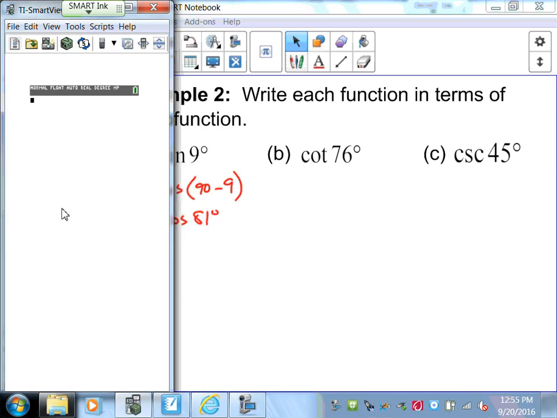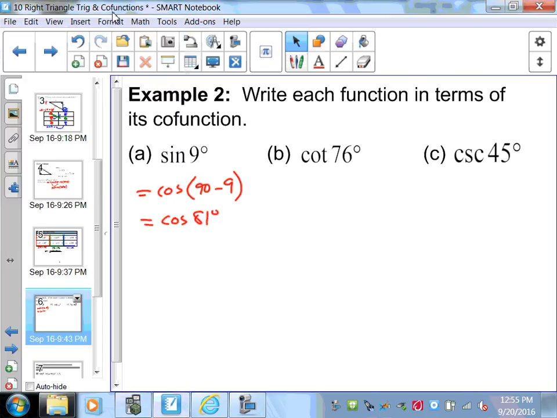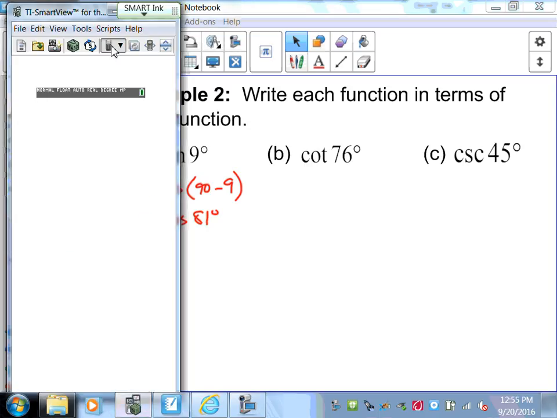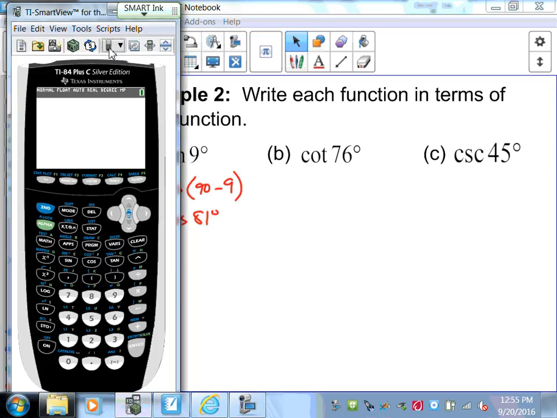Depending on how you type in your calculator, if you have one of the TI-80 something calculators, you have to type in the angle first and then hit sine. So to do sine of 9, you hit 9 and then hit sine. For mine, I just hit sine and then 9 degrees. Did you get 0.15 something?